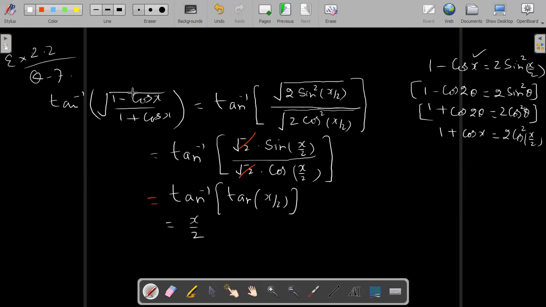So whenever any trigonometrical ratio is inside, we can use the direct formula, like in the next question also, we have to use the direct formula. Okay, so you can try the rest of the questions.